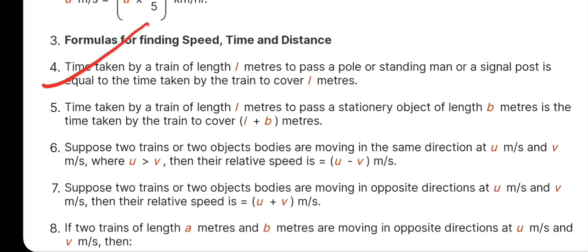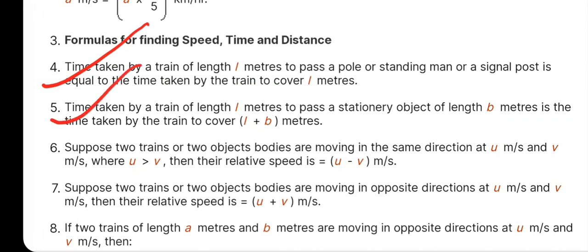Next point: the time taken by a train of length L meters to pass a stationary object of length B meters is the time taken by the train to cover L plus B meters. So here, listen: the train has length L meters and it passes a stationary object of length B meters. Then the distance the train has to cover is L plus B meters.